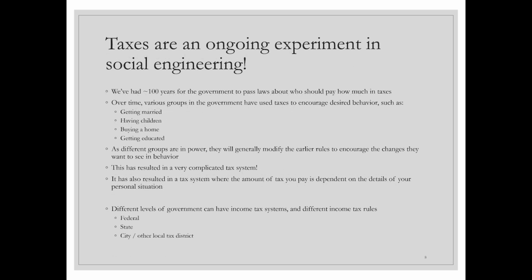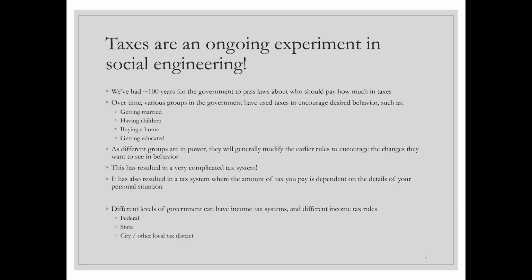Taxes in the U.S. are an ongoing experiment in social engineering. So we've had about 100 years for the government to pass laws about who should pay taxes and how much they should pay in taxes. And over time, various groups in the government have used taxes to encourage desired behavior. Get married, have some kids, right? We'll give you some money off your taxes. Buy a home, go to college, and so on and so on.